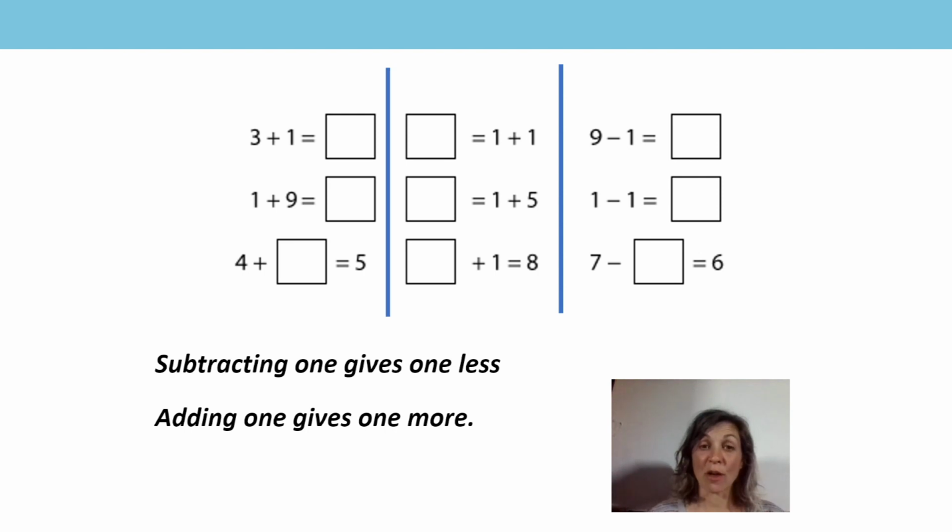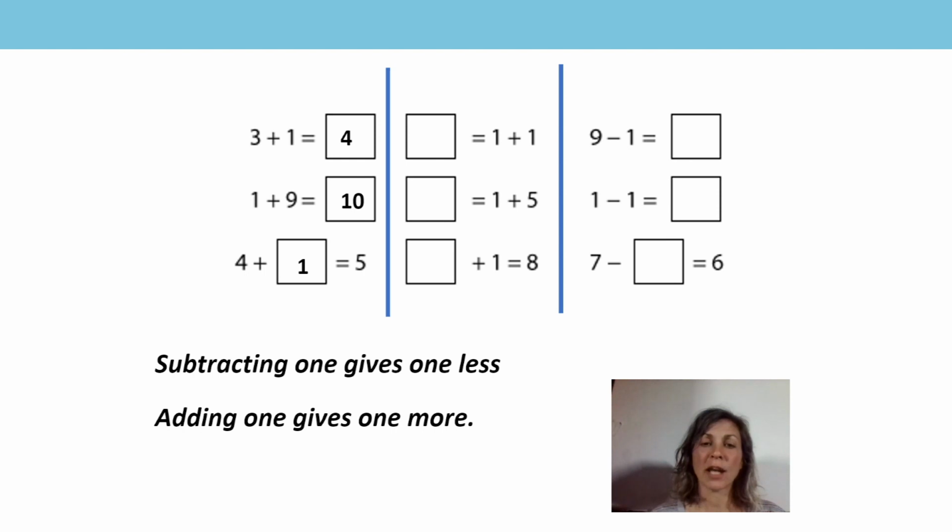Did you have a go at them? I bet we can do them really quickly. We're going to say the equation together. Are you ready? 3 plus 1 is 4. 1 plus 9 is 10. 4 plus... Ooh, this one's a bit different. This time one of the addends is missing. 4 plus blank is equal to 5. Well, I know that 5 is 1 more than 4, so the missing addend must be 1. 4 plus 1 is equal to 5.